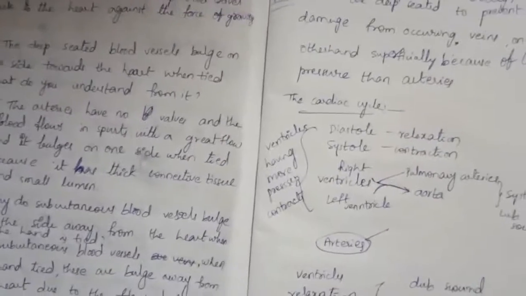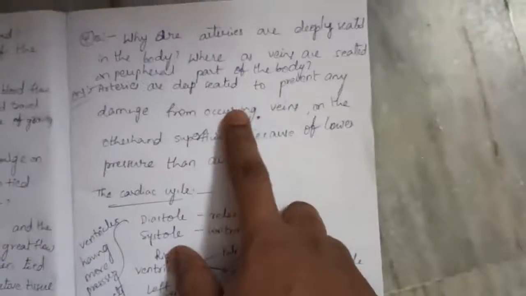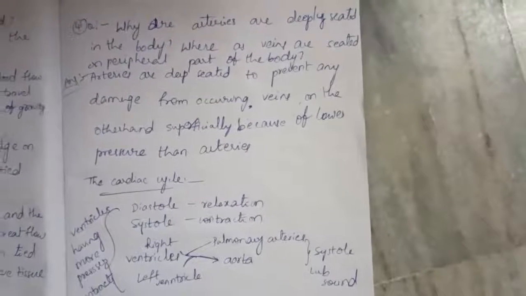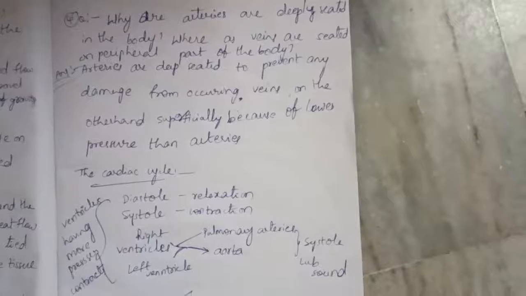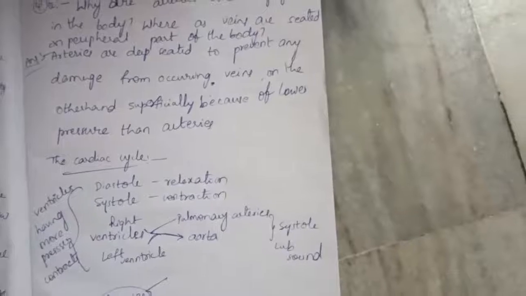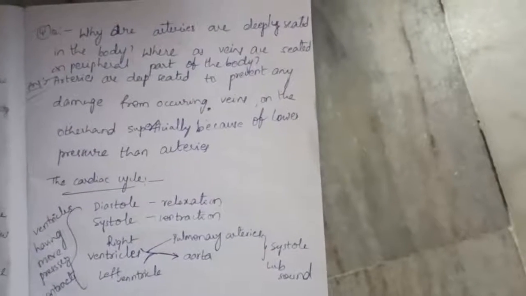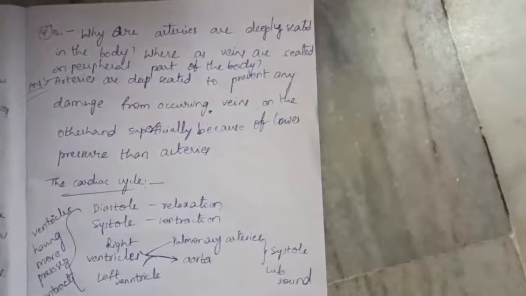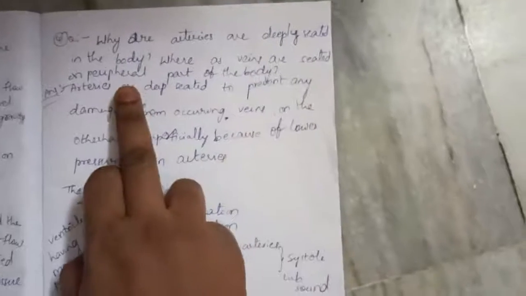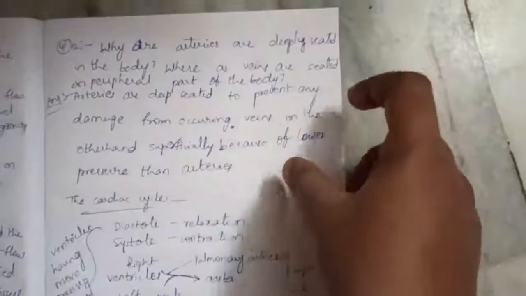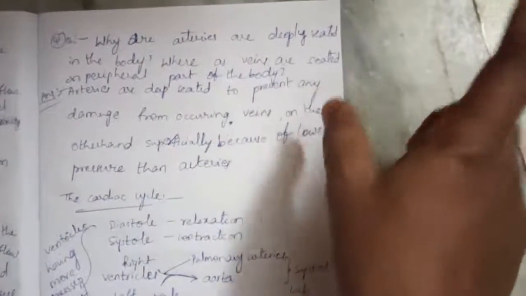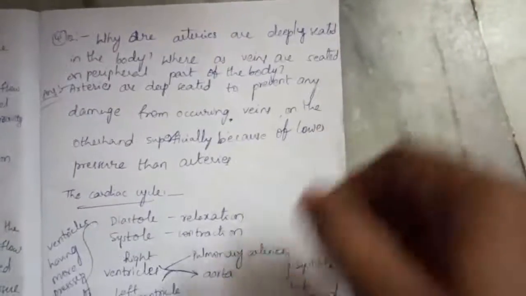I will send you all these answers as a photocopy. And why are arteries deeply seated in the body, whereas veins are seated on the peripheral part of the body? Arteries are deeply seated in the body because of more pressure. Arteries have a smaller lumen and are deeply seated, and veins have lower pressure than arteries. That's why veins are peripheral, because they have less pressure than arteries, and arteries are deeply seated because of more blood pressure inside them.